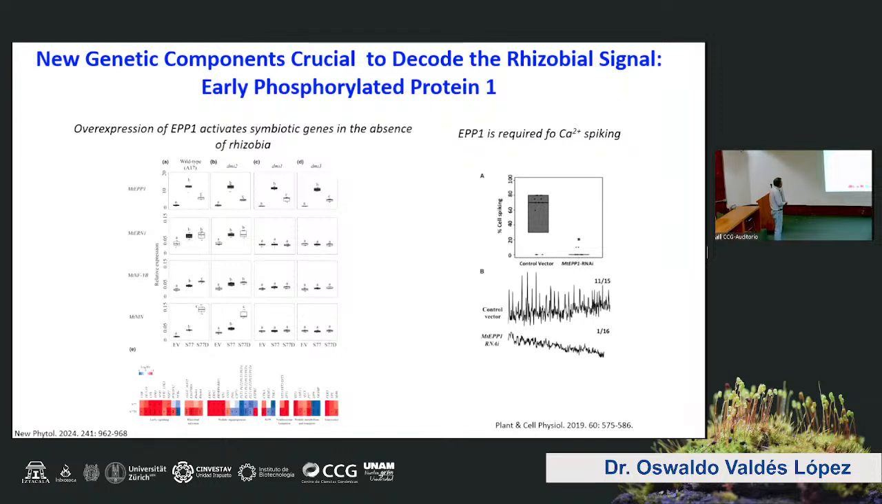The most interesting part is that when we overexpress EPP1 in the mutant background DMI2, we reestablish the symbiotic phenotype. So this means that EPP1 is acting just downstream of DMI2. Also, we did RNA-seq analysis, and we observed that the majority of the genes involved in rhizobial infection are upregulated in the absence of rhizobia, just by overexpressing the wild-type version or the phosphomutant version. So this also supports that EPP1 is really required to activate the common symbiotic pathway.